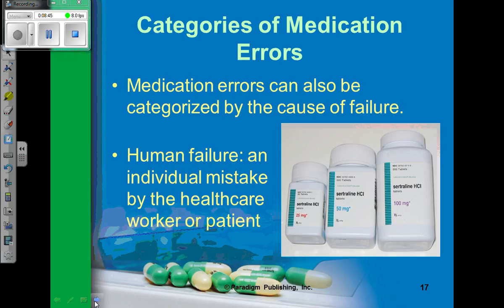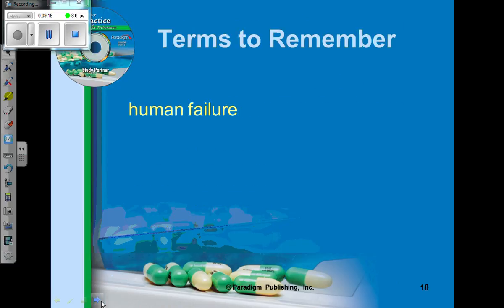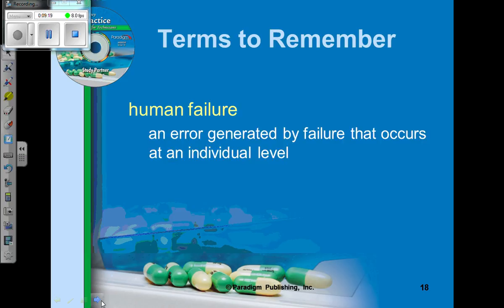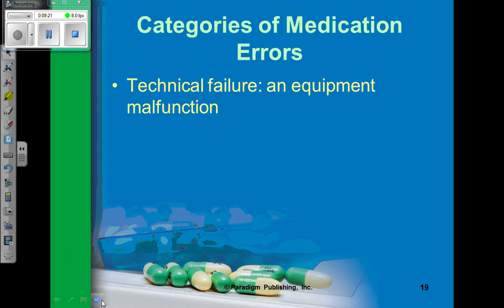An example of failure on the healthcare worker would be maybe like the healthcare worker pulling a medication bottle from the shelf based on memory without cross-referencing the bottle label with the shelf label. So you always want to look at the NDC numbers to match it, and of course the medication order or the prescription number or the NDC number. An example of a patient error would be maybe non-compliance to prescribed drug therapy. So human failure is an error, of course, generated by failure that occurs at an individual level.